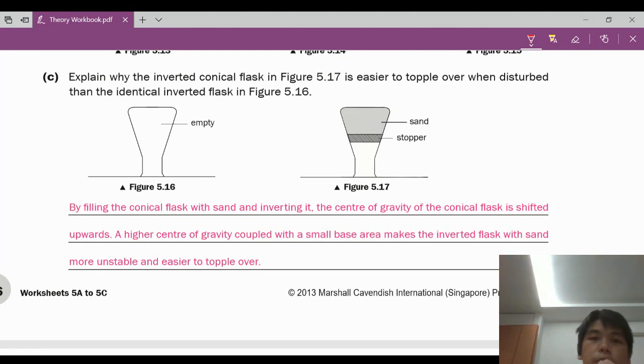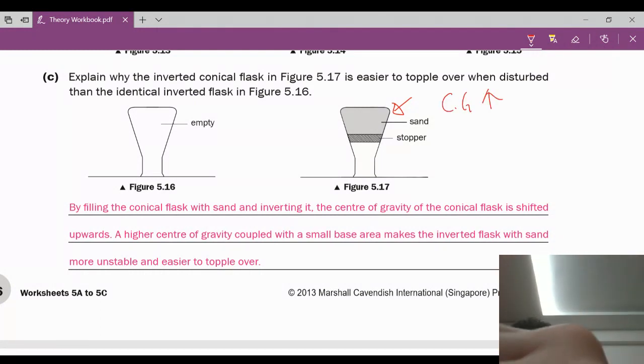Okay, C. Explain why the inverted conical flask in 5.17 is easier to topple when disturbed than the identical inverted flasks. So what is happening here is the flask here has items inside that cause its center of gravity to increase, because now the mass is all pulled upstairs here, but this one has nothing inside. So the center of gravity will increase. At the same time, the base area is smaller.